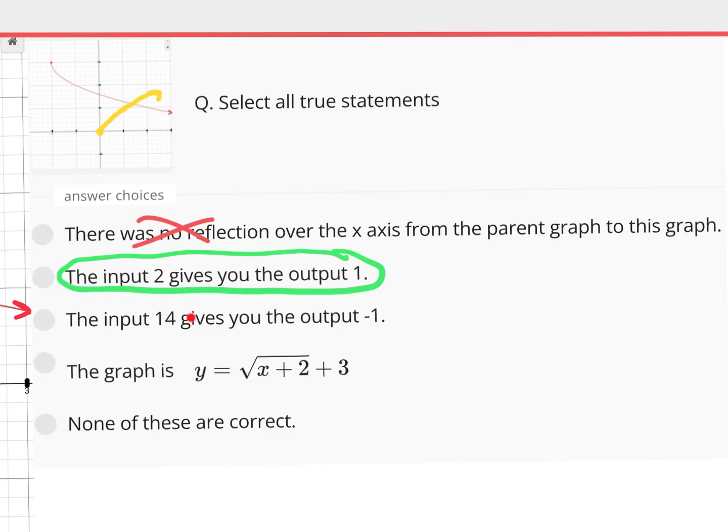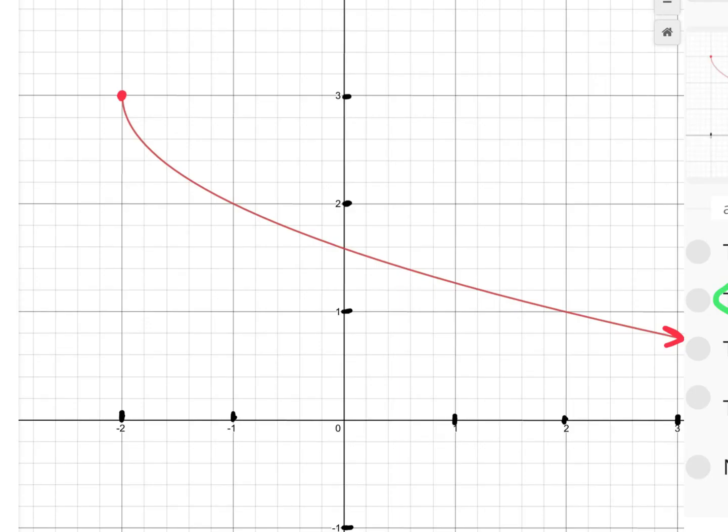The input 14 gives you the output -1. Well, we obviously can't see the x value of 14 and see if it goes down to -1. We don't see that part of the graph. So what we need to do is actually write down the actual radical equation that produces this graph. Now, in order to do this, I want to zoom in on the graph, make it more clear. So here's the graph, and of course we want it to look like this.